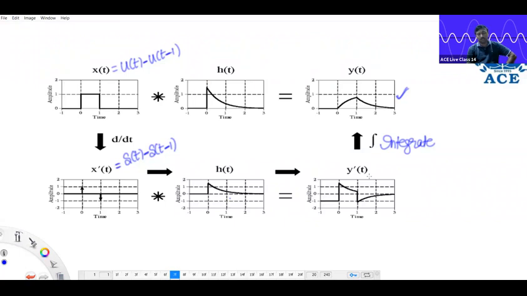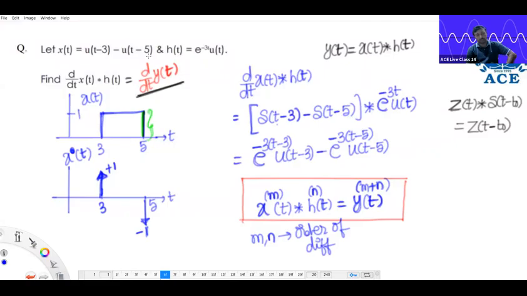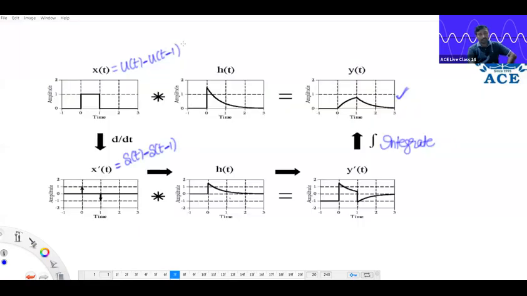So roughly I have shown the graph for you. Okay. The problem which I have chosen is u(t minus 3) minus u(t minus 5). Here it is given as u(t) minus u(t minus 1), sir.